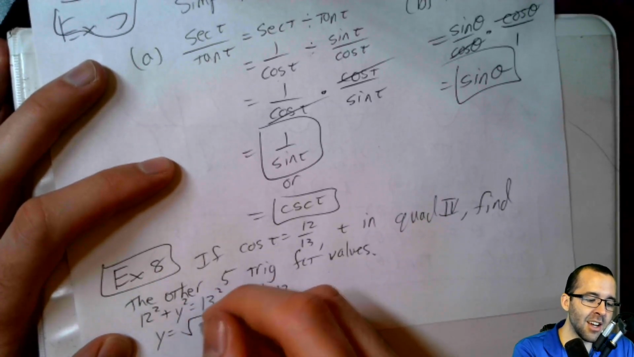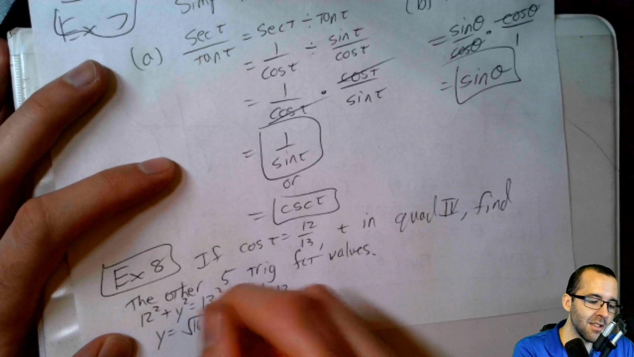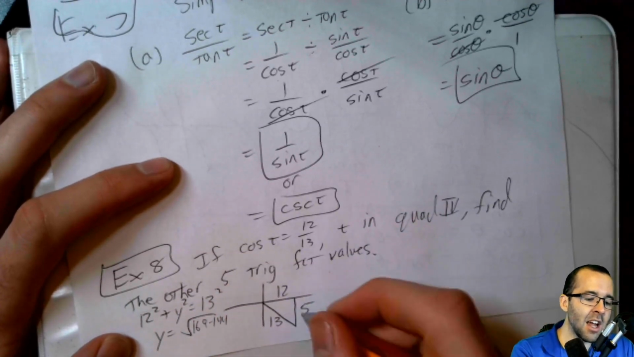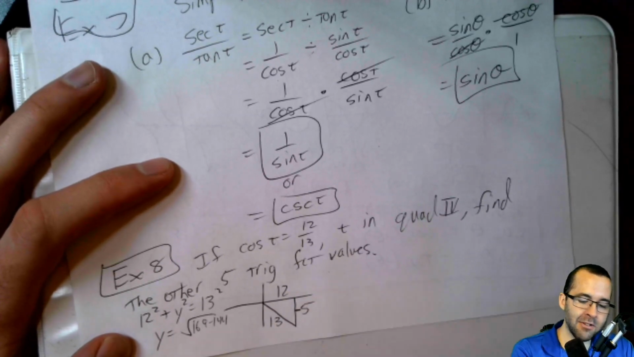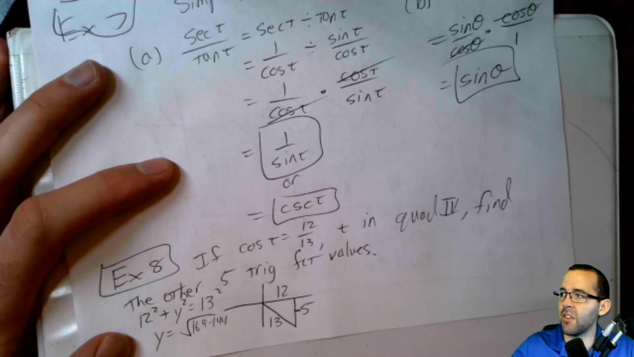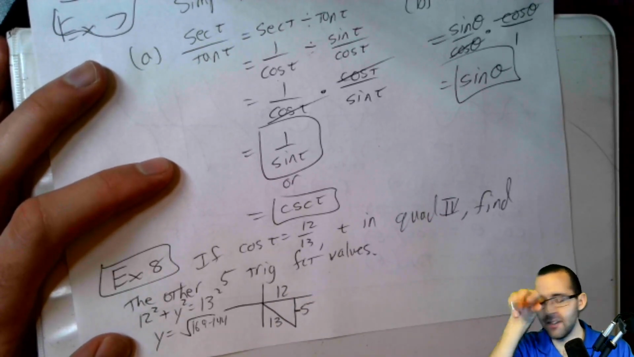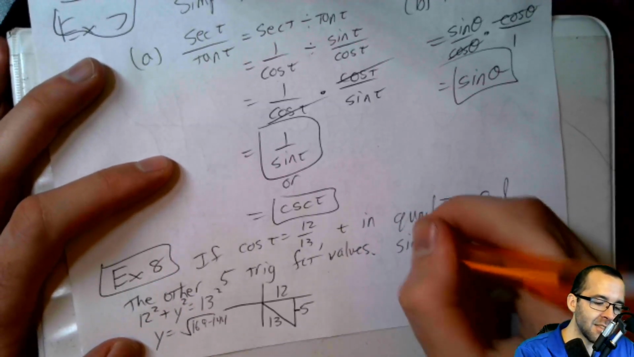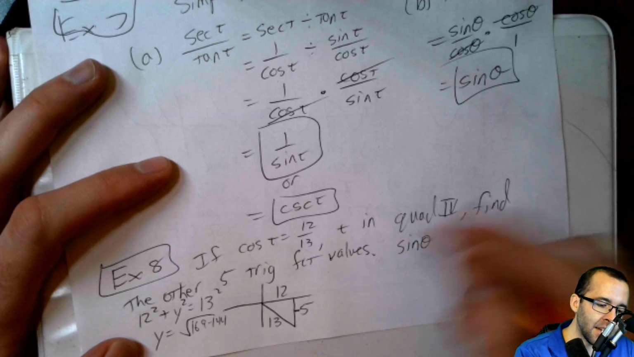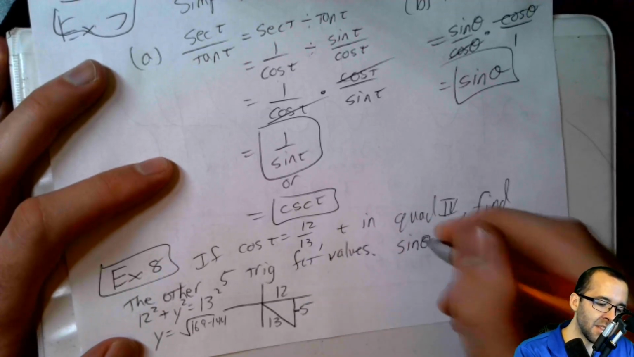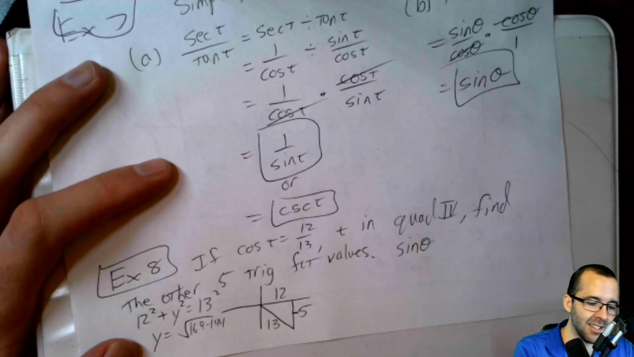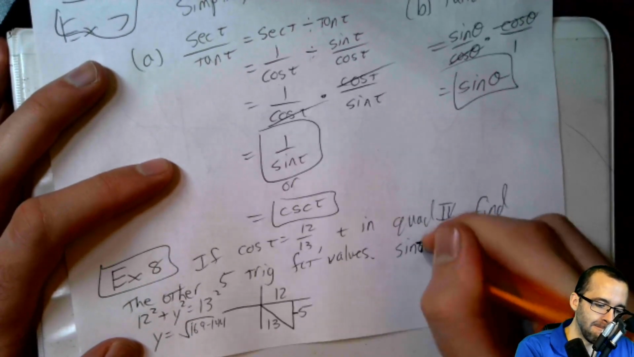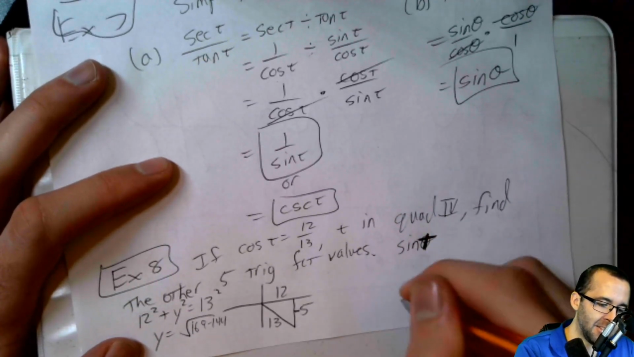Square root of 169 minus 144. That's going to be 25. Yeah, you're going to get 5. And again, it's going to be negative because the y part is going down. The y coordinate is down if you're looking at this point. So now we just start grinding it out. We already know cosine, but we need to know what sine is. Oh, we're not using thetas. We're using t's.